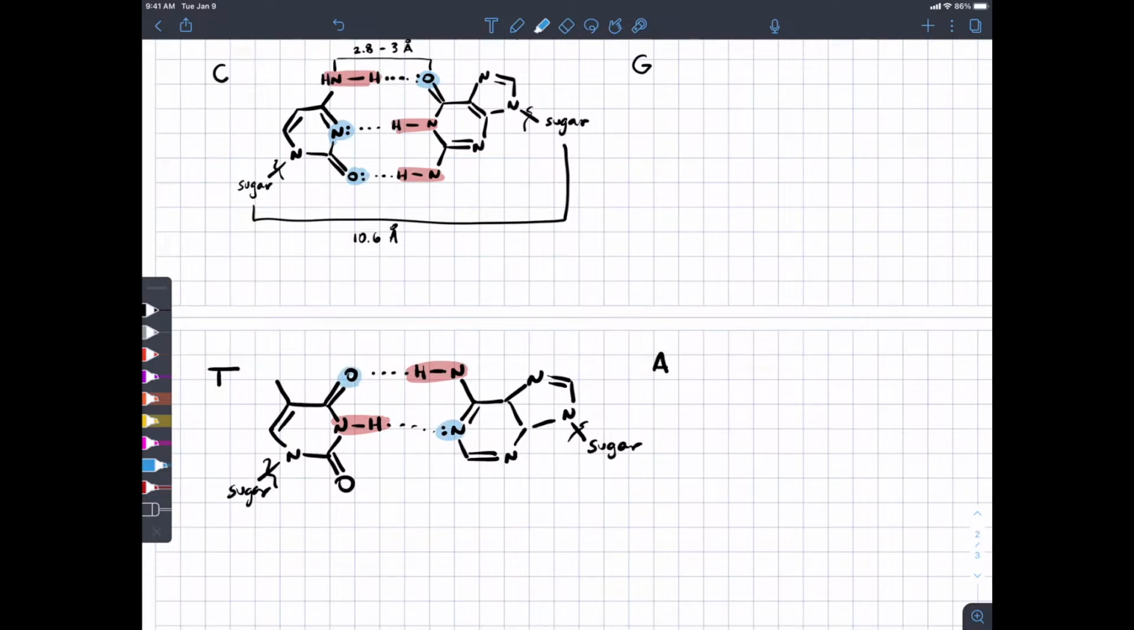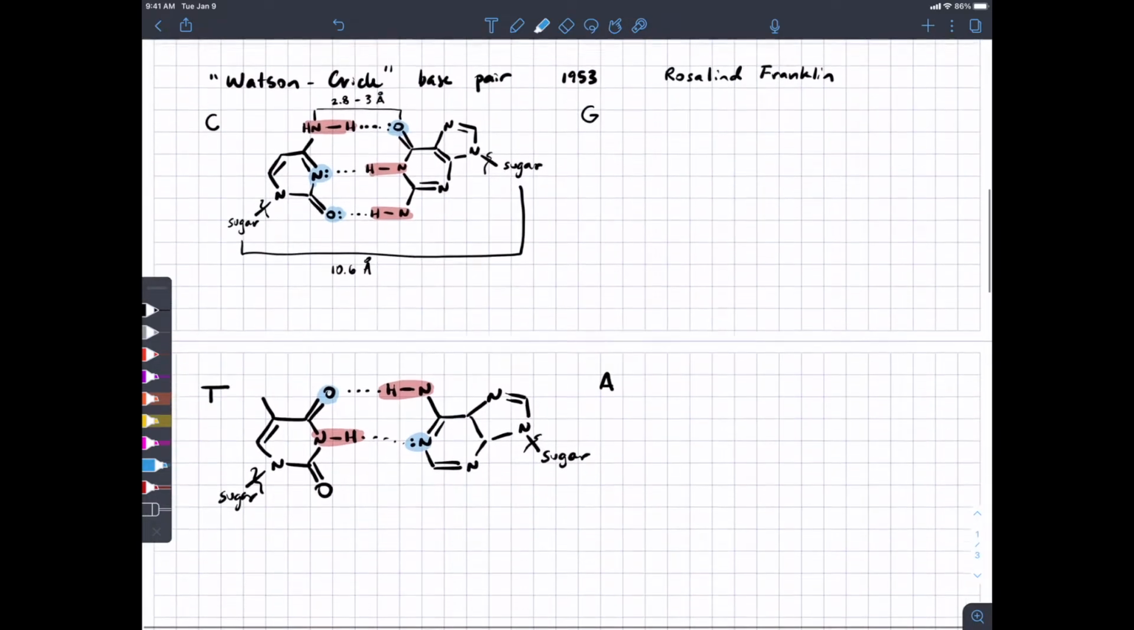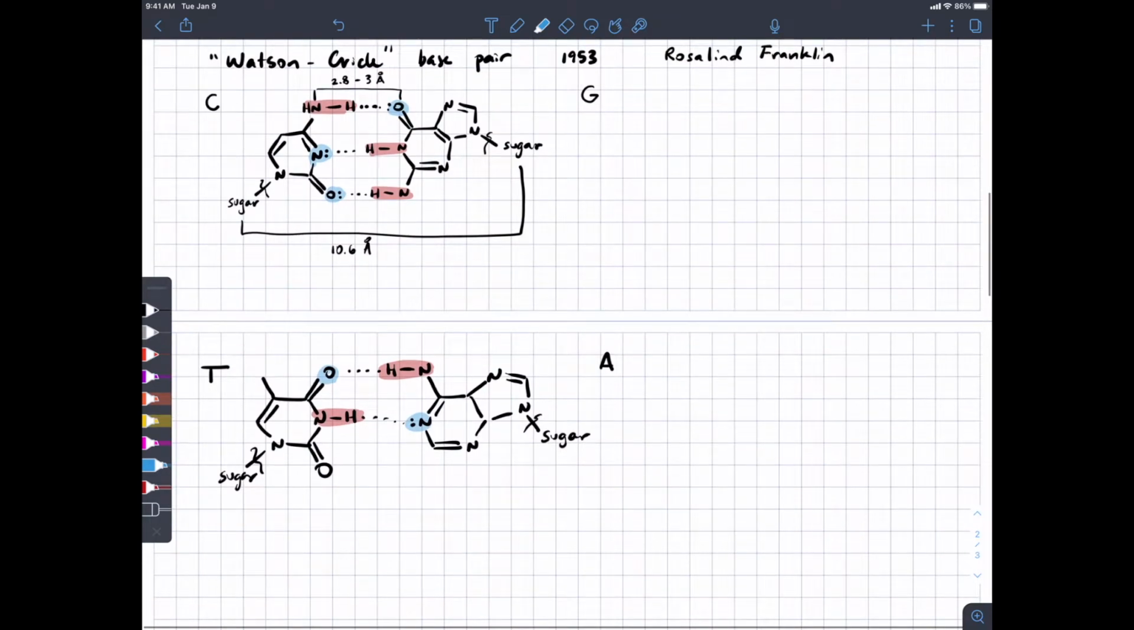So you have complementary hydrogen bonding between an AT pair. And both of these are called Watson-Crick hydrogen bonds. Notice that the GC pair has 3, whereas the AT pair only has 2.